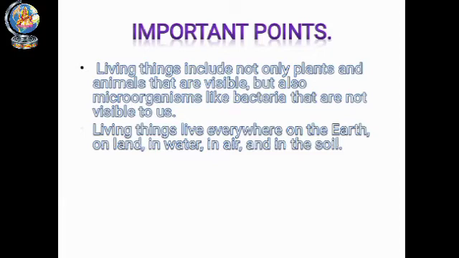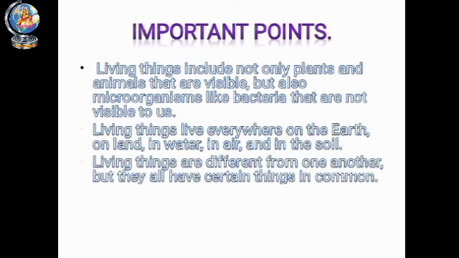Next one. Living things live everywhere on the earth: on land, in water, in air, and in the soil. Maybe a question can be asked: where do living things live? So this second sentence will be its answer. Living things live everywhere on the earth, on land, in water, in air, and in the soil. Next one. Living things are different from one another, but they all have certain things in common, right?